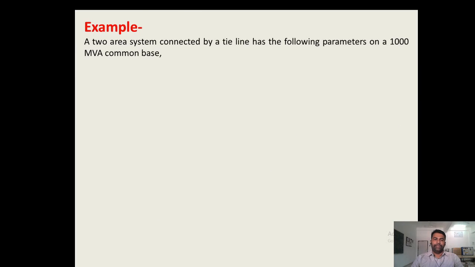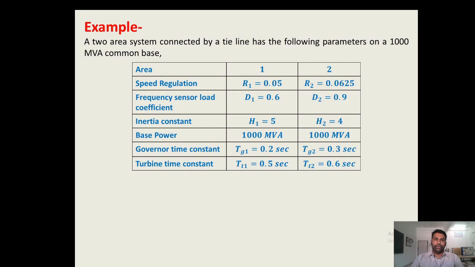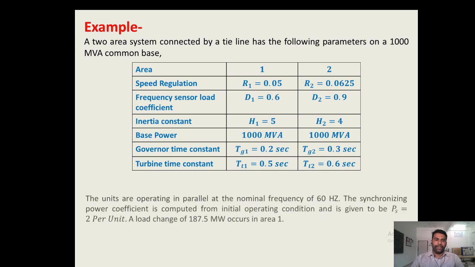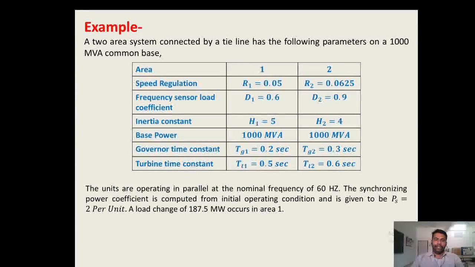Now we will see the numerical based on two area load frequency control. A two area system connected by tie line has the following parameters on a 1000 MVA common base. Area 1, 2: speed regulation 0.05, 0.0625, frequency sensor load coefficient 0.6, 0.9, inertia constant 5, 4, base power is the same for both the areas, equal to 1000 MVA. Governor time constant 0.2 second, 0.3 second, turbine time constant 0.5 second, 0.6 second. The units are operating in parallel at the nominal frequency of 60 Hz.